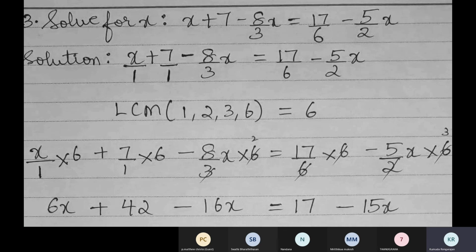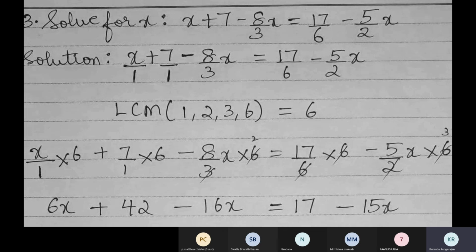Ma'am, we should bring 6x minus 16x plus 15x. I took all the x terms to the left hand side. But ma'am, I said ignore the denominator 1. No, please don't carry on with 1. Okay. Ignore the denominator 1. Don't write it.